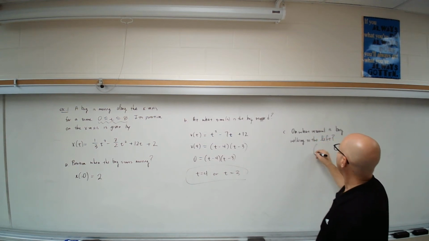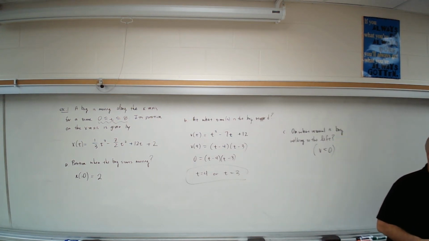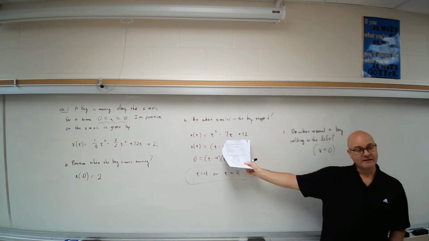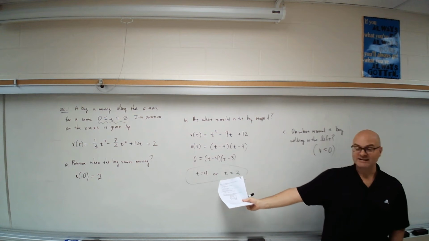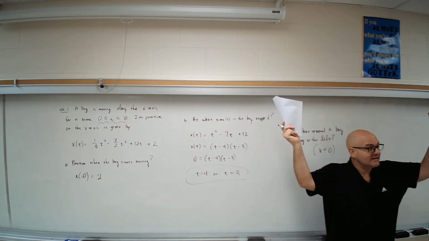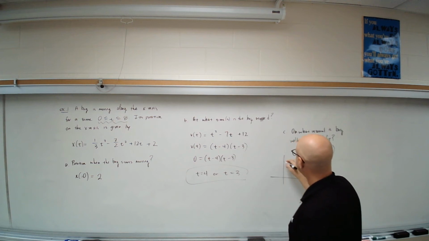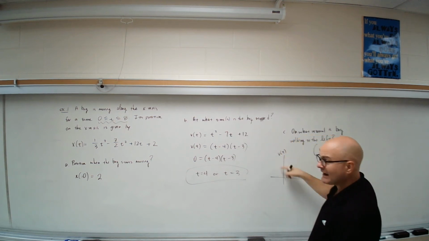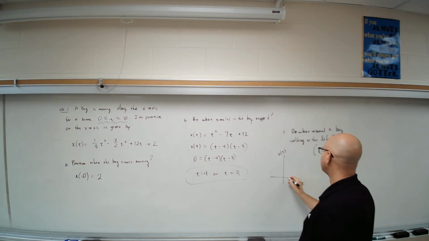Well, if we know it's walking to the left, that means we have a negative velocity, right? So what I would do here is this velocity function, this is just a parabola, correct? And we know the two x-intercepts, and we know it has to open up. So for our graph of the velocity function, I'm going to label the y-axis as v of t to remind myself it is velocity.